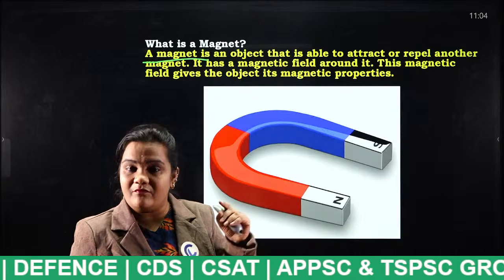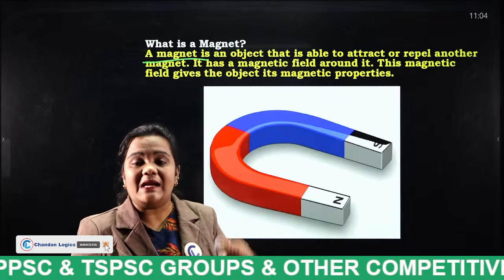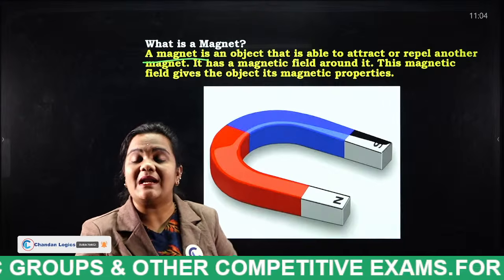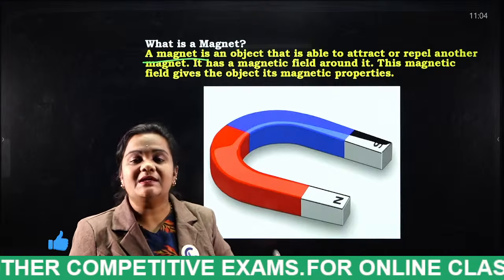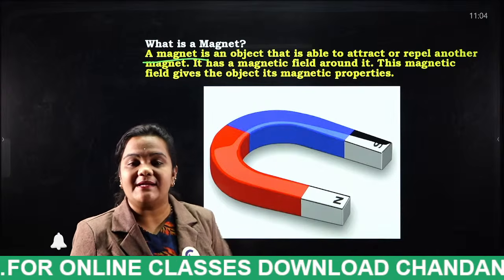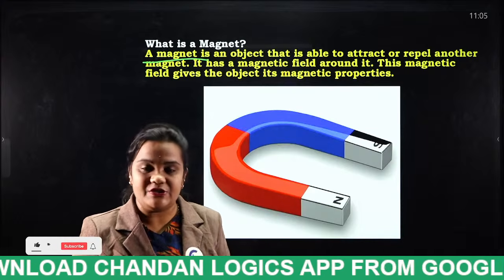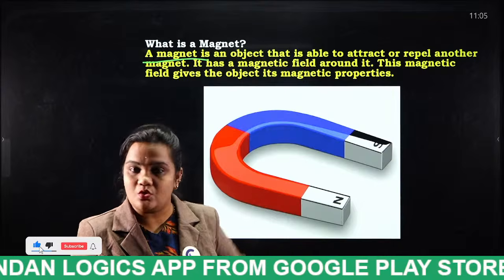And what is the law of magnet? Actually everybody knows the law of magnet: like poles repel, unlike poles attract. I think this is known to everyone. What is the law of magnetism? Like poles repel and unlike poles attract each other. Everybody must know this.